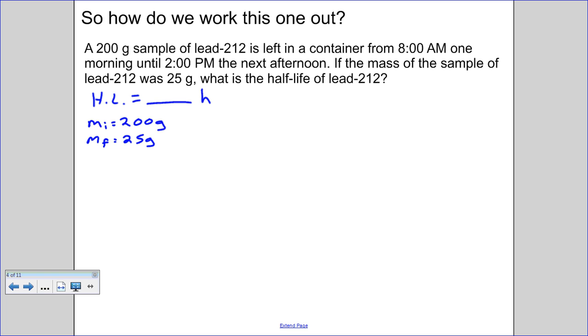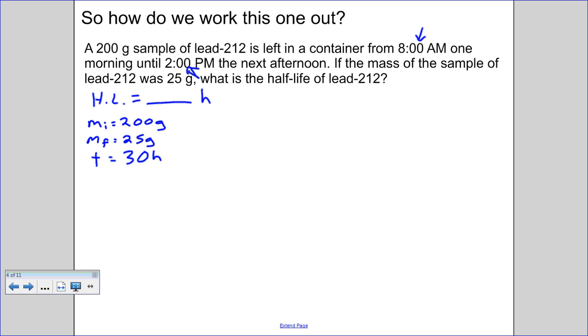So we have to figure out how many half-lives it took to do this, and what the total length of time was. So the total time elapsed is equal to, well, we started at 8 o'clock one morning and ended at 2 o'clock the next day. So that's 24 hours to get to 8 o'clock the next morning, and then another 6 hours. So the total time is 30 hours.